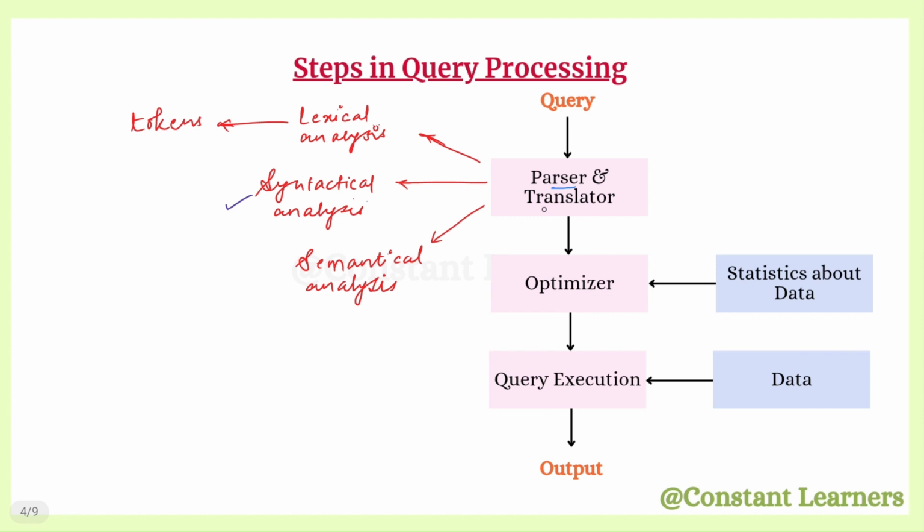Now the query is translated. Here there's a translator also. As we discussed, if there's an SQL query, it is converted to relational algebra, right? The high level query is converted into a low level expression. How does this happen? Let's discuss that.